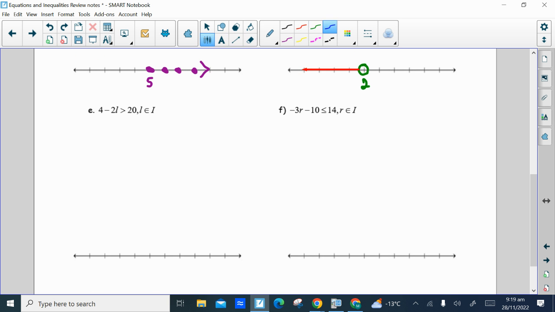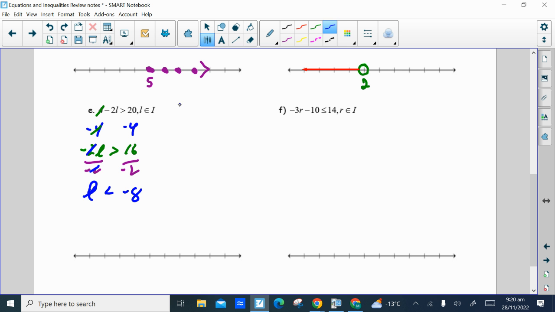Question E. If we subtract 4 from both sides, that gets the negative 2L by itself. On the right, 20 take away 4 is 16. But now we're going to divide both sides by negative 2. And when you are solving inequalities and you divide by a negative, the inequality reverses. Instead of L being greater than, it's going to change to L is less than. And on the right side, 16 divided by negative 2 is negative 8. L must be less than negative 8.